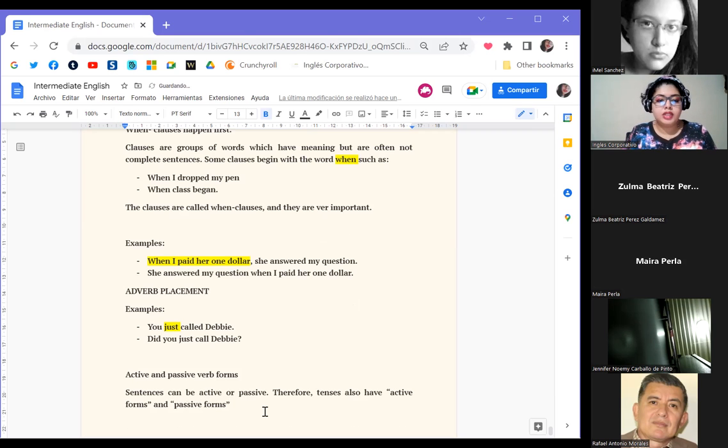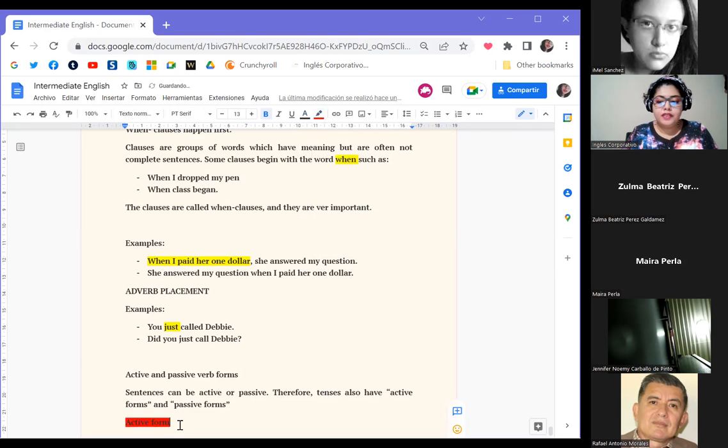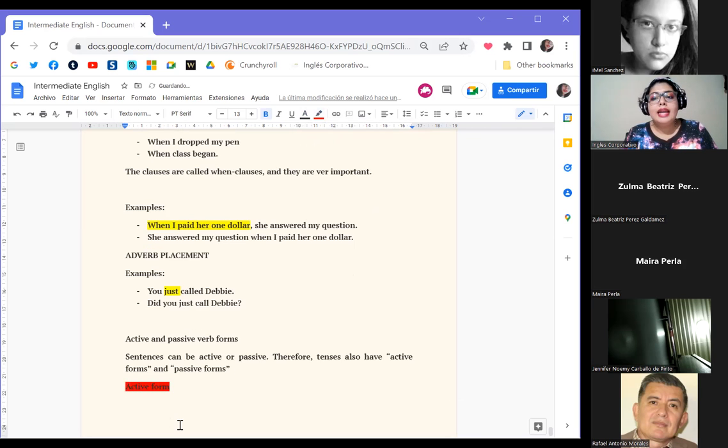So the first thing that we are going to see is the active form. So we have here active form, and we're going to mark this one in red. So this is the first information that we are going to see. And it says in active sentences, the thing doing the action is the subject of the sentence. And the thing receiving the action is the object.